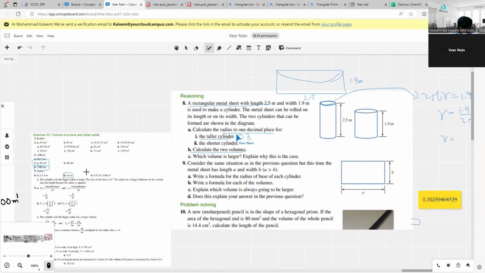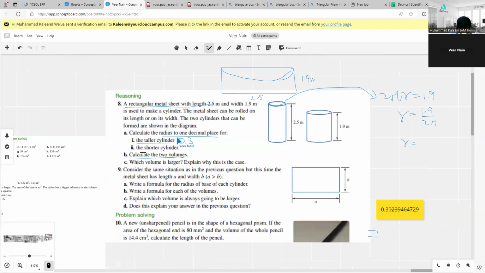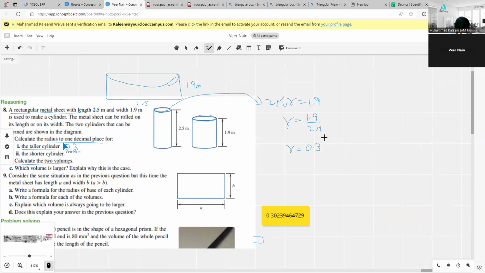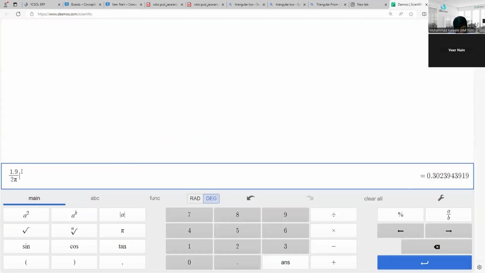Next, the same for the second one. Here we have to find the radius of this cylinder, which is shorter than the other one. So in this case, what is the circumference? The circumference is different. In this case we have 2.5, which I already explained. If you don't know, I can explain it again. So r will be equal to 2.5 divided by 2 pi. What will be its answer?